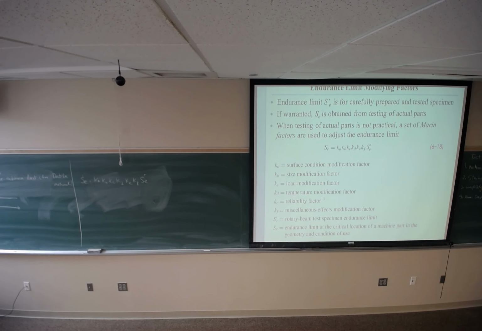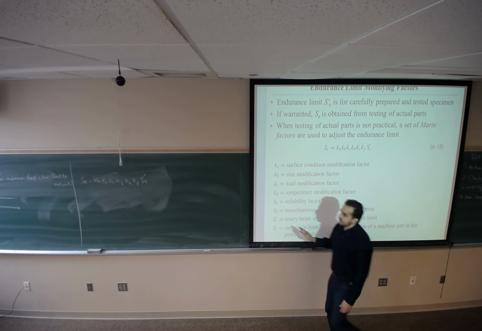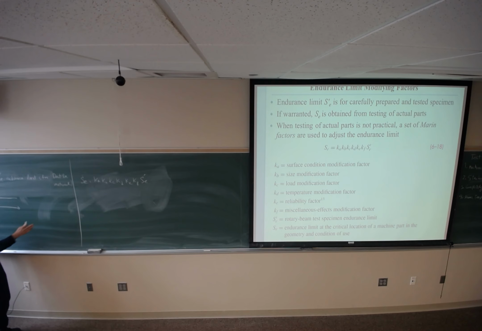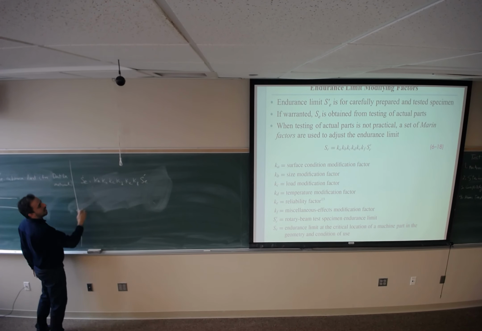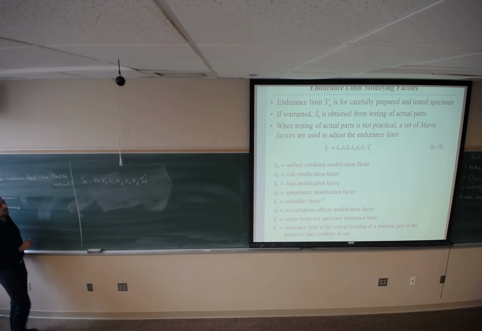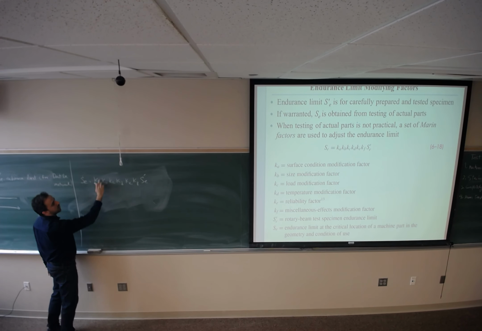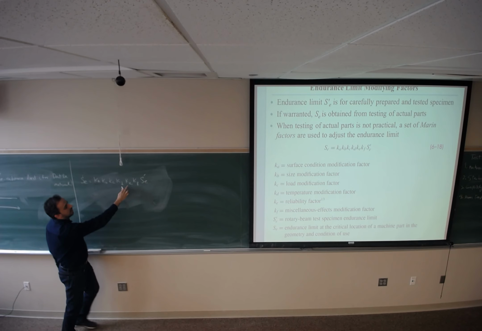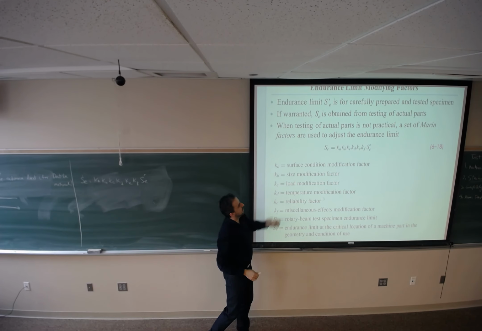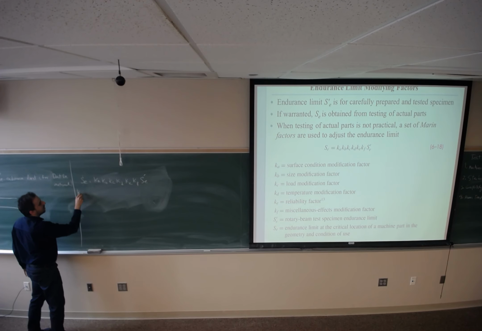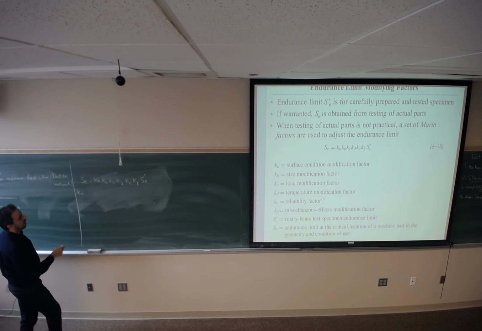Today I'm going to go over these factors. These factors come from experimental results. They run the test, they could find Ka and come up with a new equation to give us Ka. Same for Kb, Kc, Kd, Ke, and Kf. So I will just start with Ka, which is the surface condition.